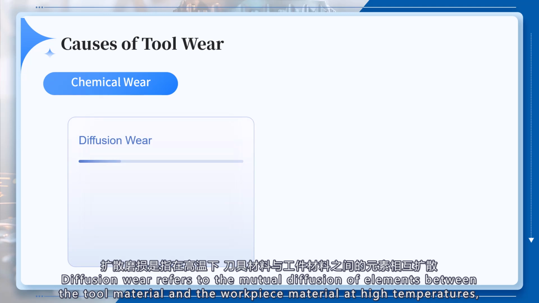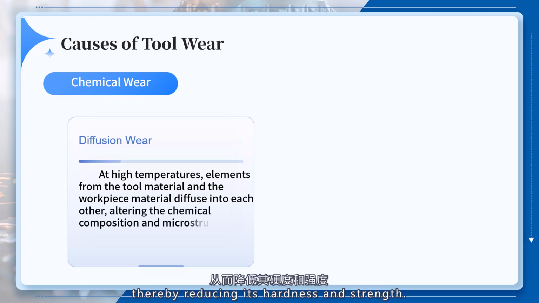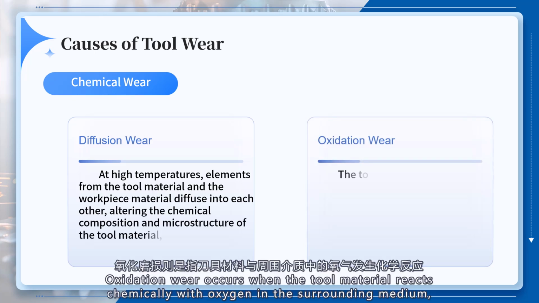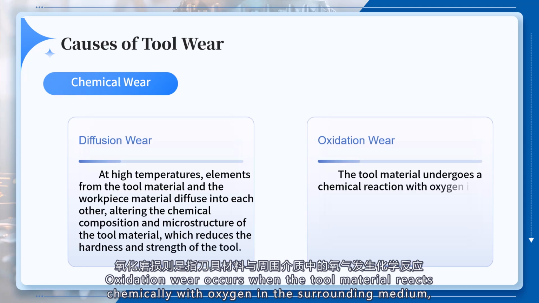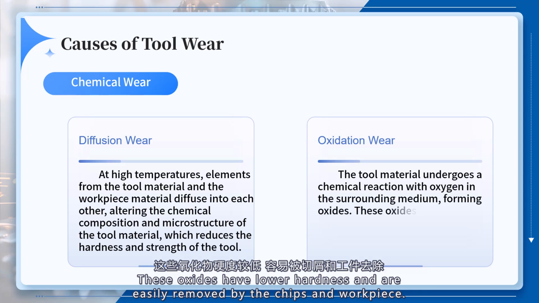Chemical wear. This primarily includes diffusion wear and oxidation wear. Diffusion wear refers to the mutual diffusion of elements between the tool material and the workpiece material at high temperatures, altering the chemical composition and microstructure of the tool material, thereby reducing its hardness and strength. Oxidation wear occurs when the tool material reacts chemically with oxygen in the surrounding medium, forming oxides. These oxides have lower hardness and are easily removed by the chips and workpiece.